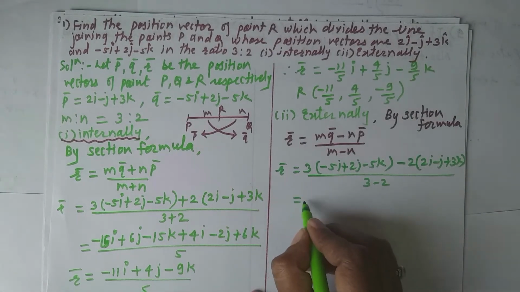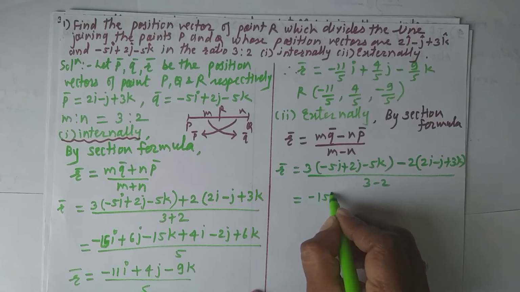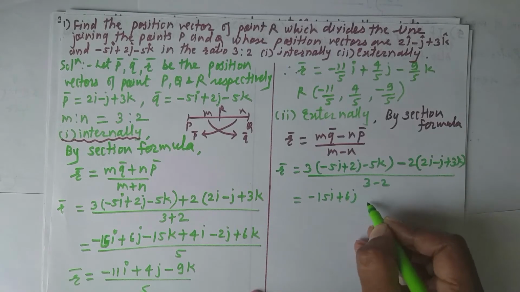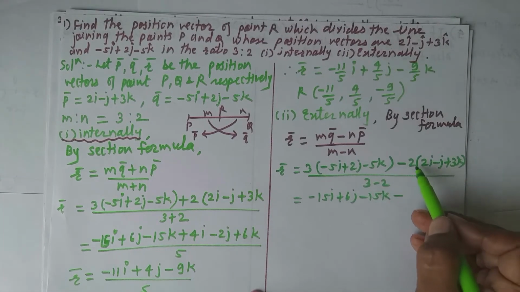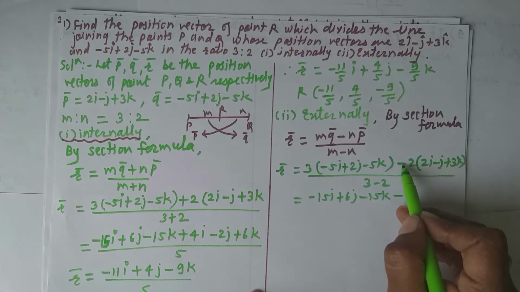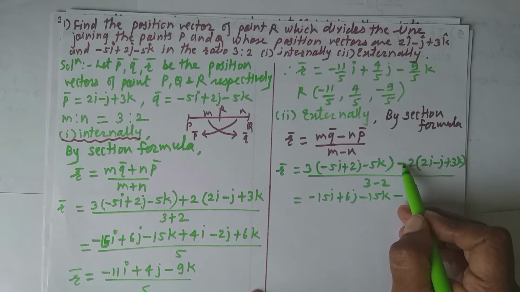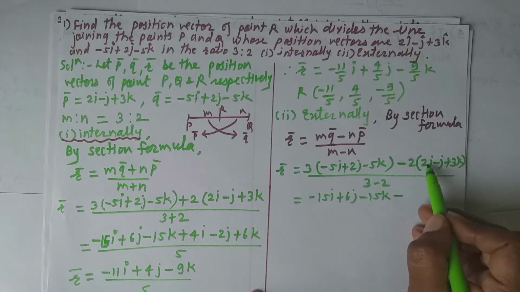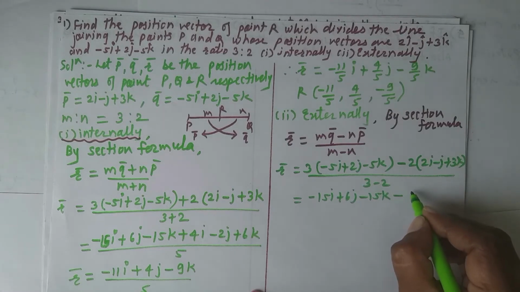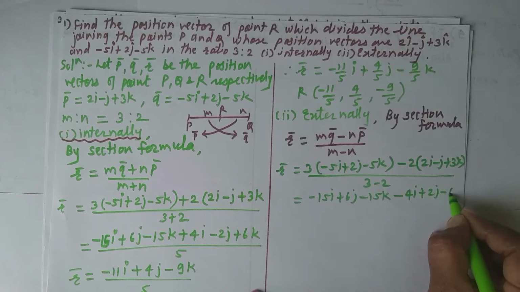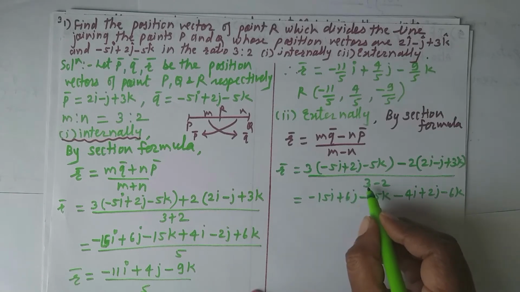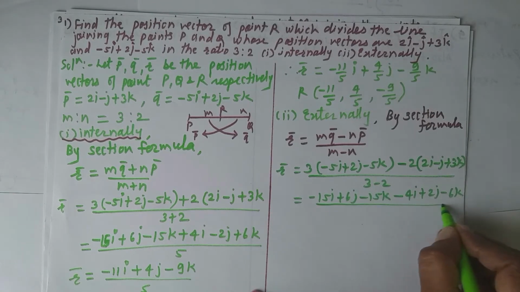Now simplify this. This will be minus 15i plus 6j minus 15k. Now open the bracket and multiply each term by 2, and since there is a minus sign outside the bracket, the signs of all the terms will get changed, and this will be minus 4i plus 2j minus 6k, divided by 3 minus 2, which means 1.